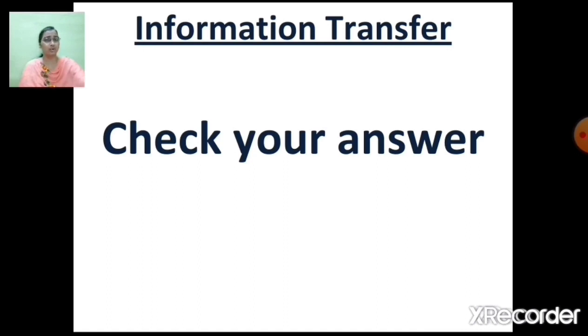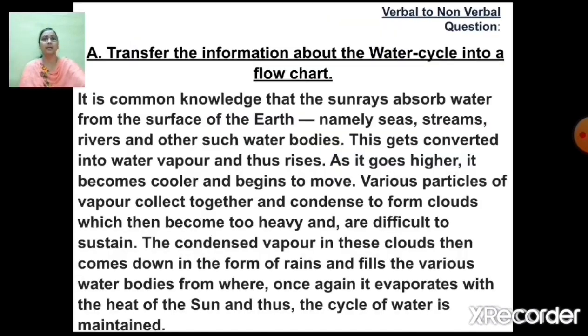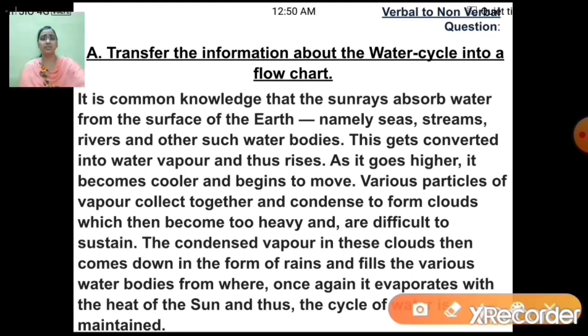Now students, you will quickly check your answers. You have kept your homework book in front of you. Now quickly check the answers. Okay, the first question was: transfer the information about the water cycle into a flow chart. Your first step is to mark all the important features, and then accordingly we will convert it into a diagram.